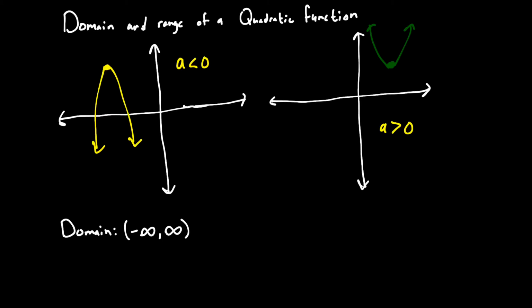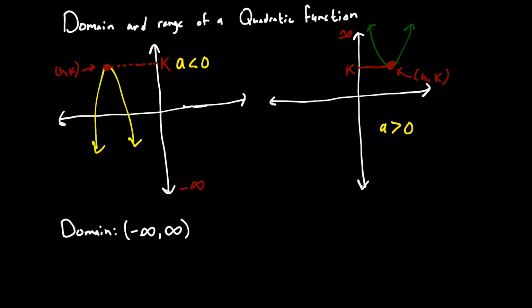Now, we see that the range of these graphs really depends on if our parabola opens up or opens down. Recall that for a parabola that opens down, the vertex is the highest point, and for a parabola that opens up, the vertex is the lowest point. This means that the y values of a parabola that opens up go from k to infinity, and for a parabola that opens down, our y values go from negative infinity all the way up to k.